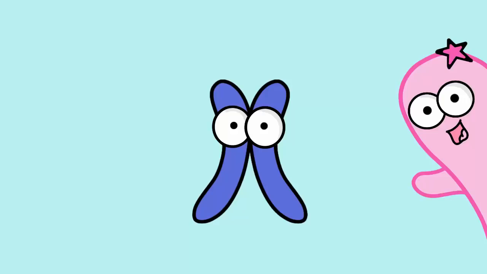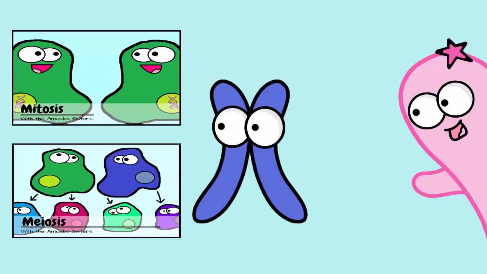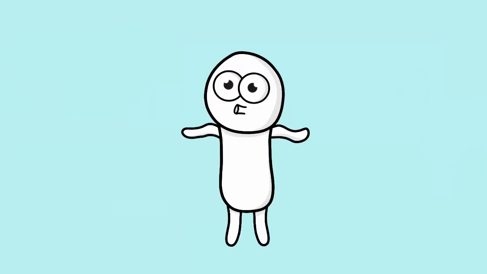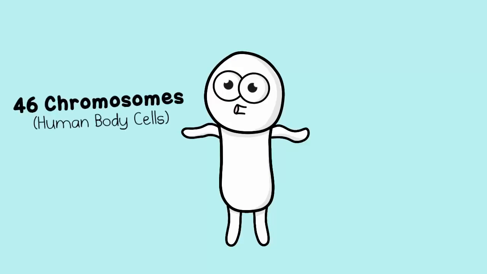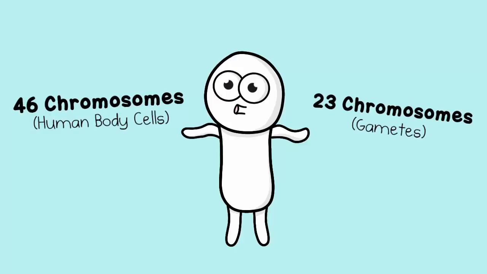Well, this video is going to explain the chromosome numbers in these processes, but please watch our mitosis and meiosis video first so that you can understand the actual process first. And also, our video is talking about chromosome numbers in human cells, so please assume that for the entire video. And just a reminder, human body cells have 46 chromosomes, and human sex cells, also called gametes, have 23 chromosomes.